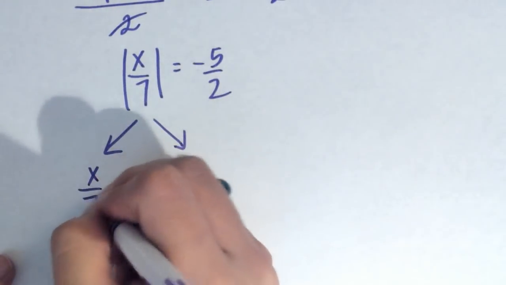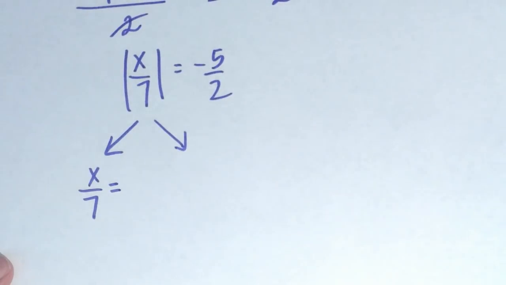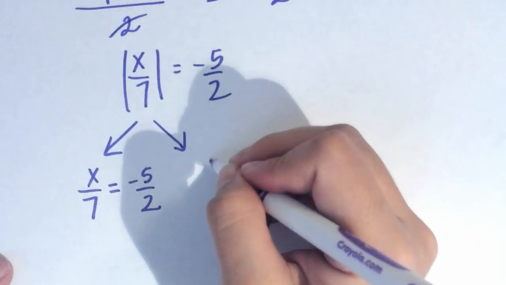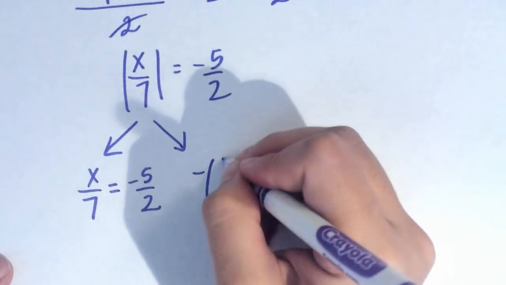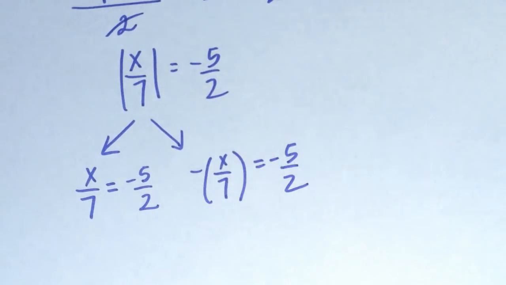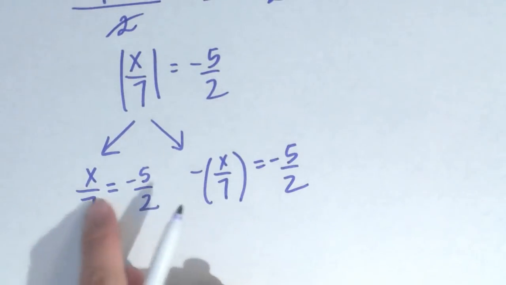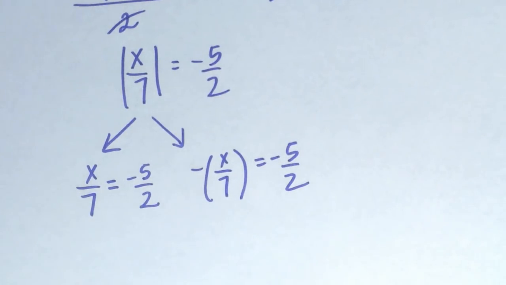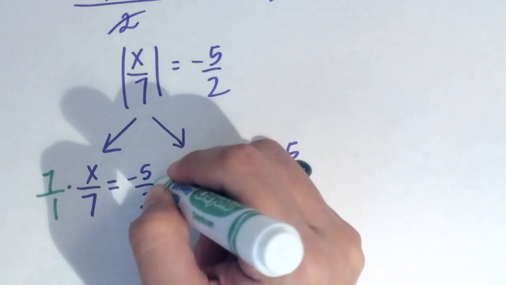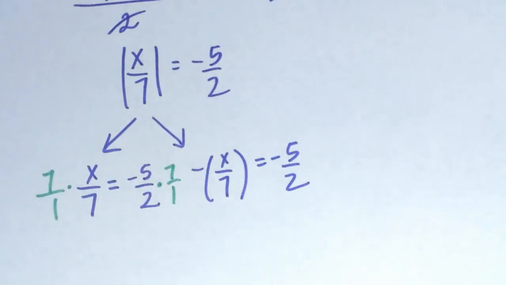The first case is where you drop the absolute value bars. The second case is you drop the absolute value bars, stick it in parentheses, and put a negative out in front. So here, what you can do is cross multiply. There's two ways. What I'm going to do is multiply both sides by 7. Why? Because they're dividing, so the opposite of division is multiplication.